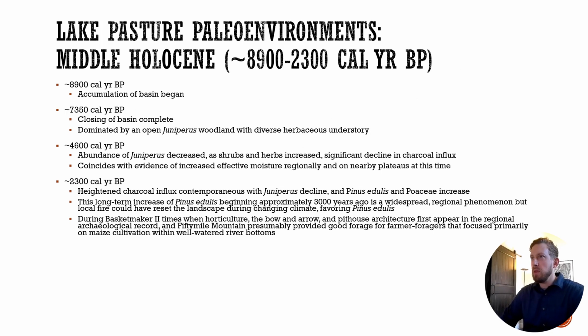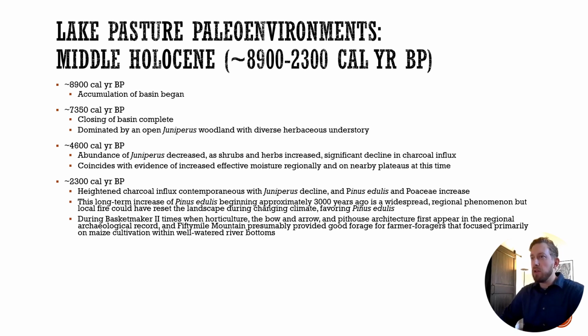On to a discussion of Lake Pasture during the Middle Holocene. Starting around 8,900 cal-year BP, accumulation of the basin began. Closing of the basin was complete around 7,350 cal-year BP, and at this time it was dominated by an open juniper woodland with a diverse herbaceous understory. Around 4,600 cal-year BP, the abundance of juniper decreased and shrubs and herbs increased. This coincides with evidence of increased effective moisture regionally and on nearby plateaus at this time.